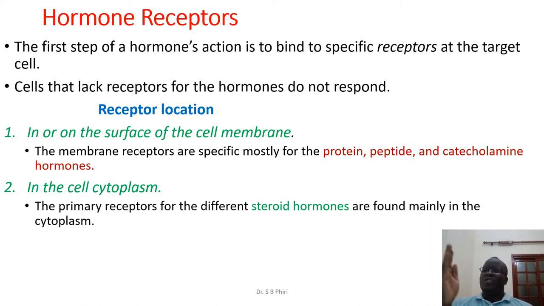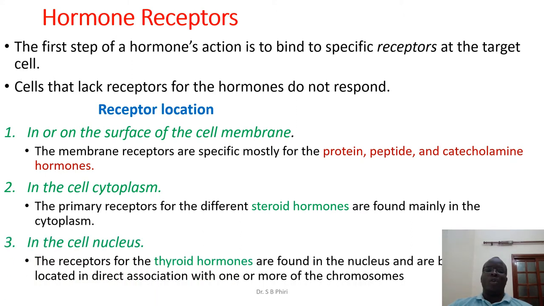The receptor-hormone complex, some of them, can migrate to the nucleus, where they facilitate transcription of the DNA into messenger RNA. So most of these steroid hormones have an effect on protein synthesis, because they are involved in activation of transcription of the DNA into messenger RNA. So some of the receptors are found within the cytoplasm, especially the receptors for steroid hormones. Then we also have receptors found within the nucleus, and those are the receptors for thyroid hormones.